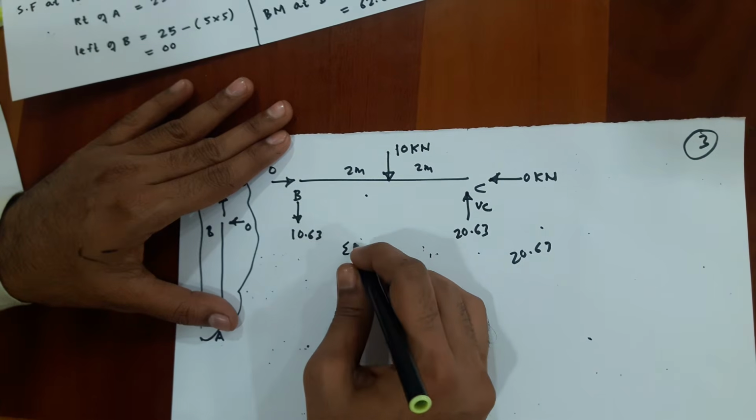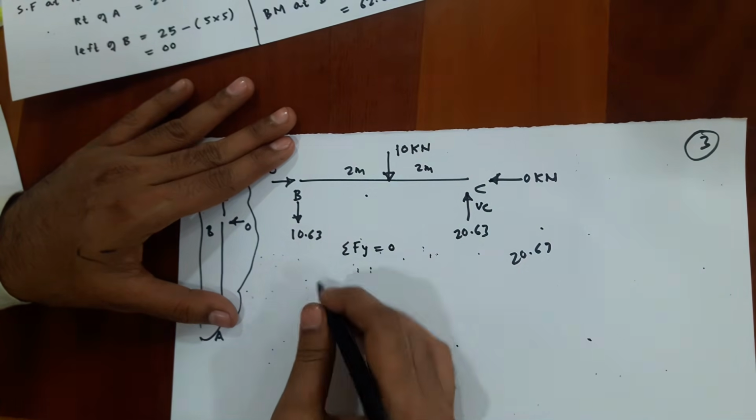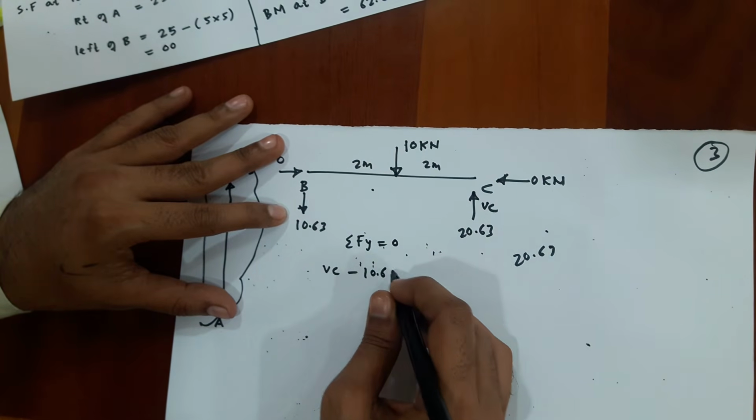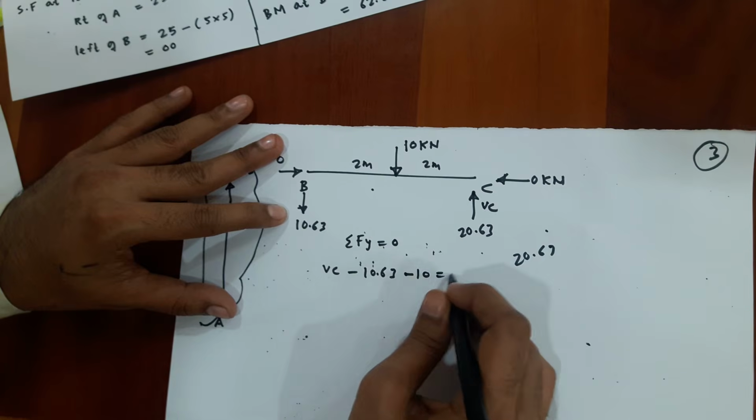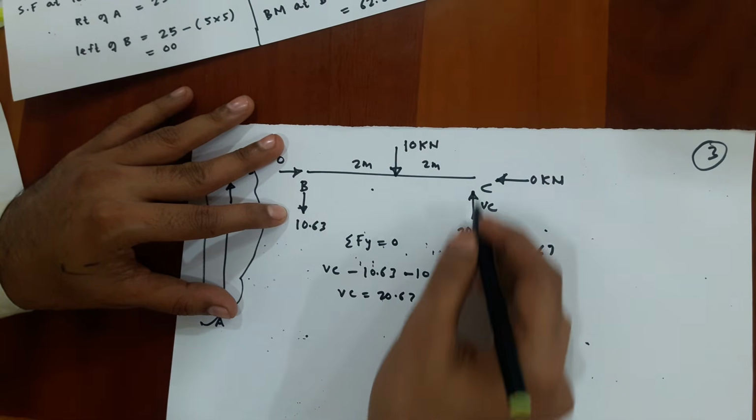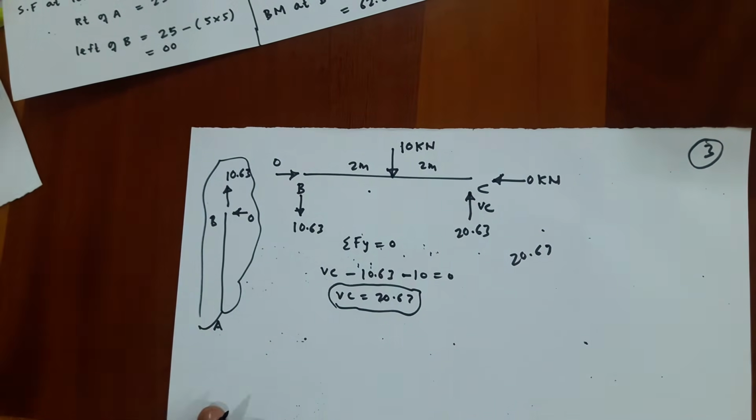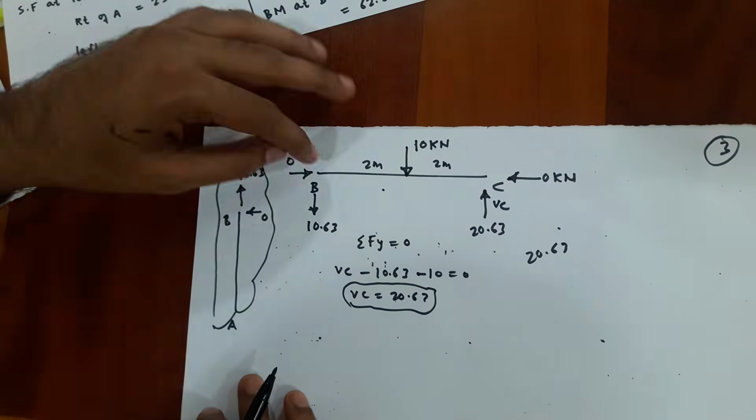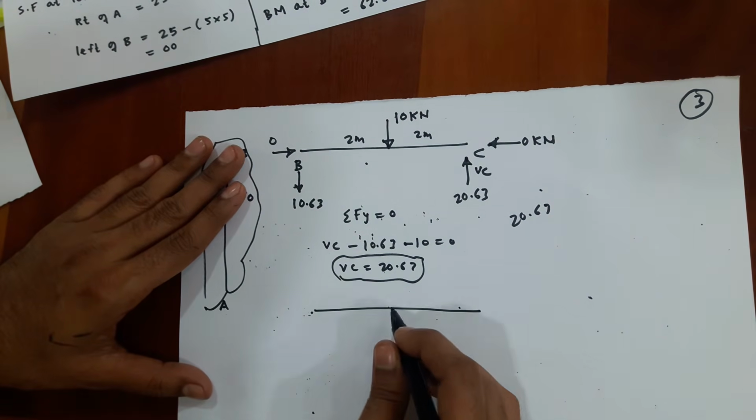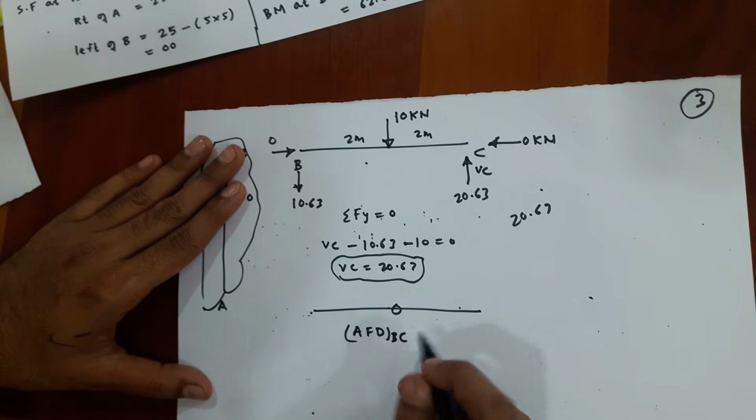This is very easy. You can use this equation, summation of Fy equal to 0: VC minus 10.63 minus 10 equal to 0. So VC will be 20.63. You are getting positive, means direction is correct. Okay, so axial force for this member is 0. You show like this, 0 AFD for member BC.